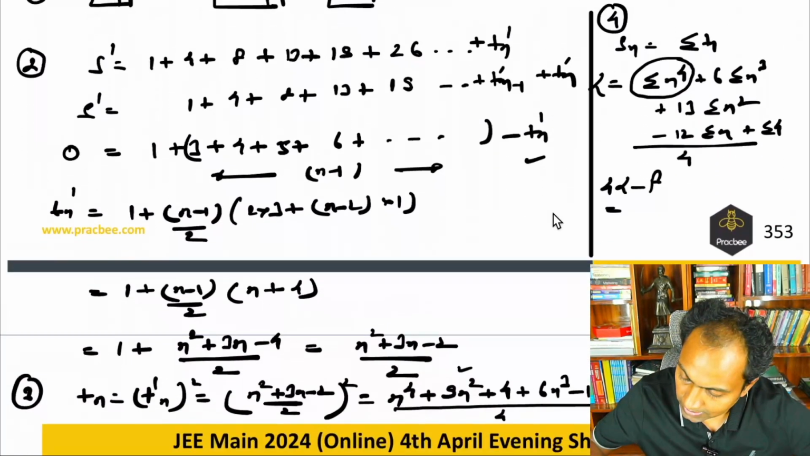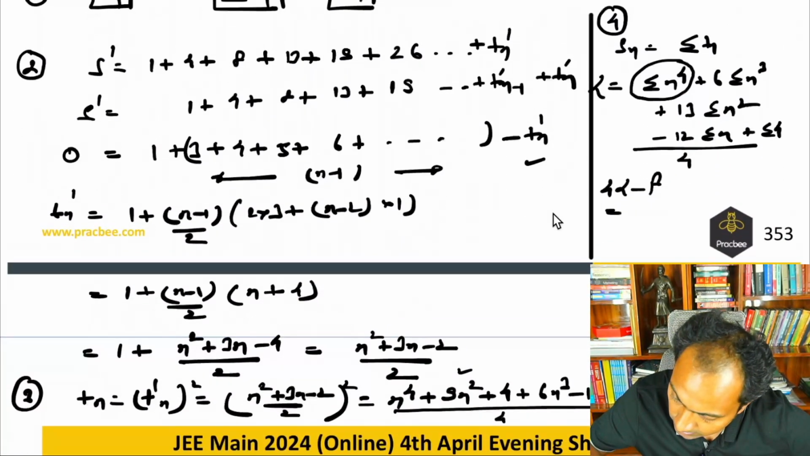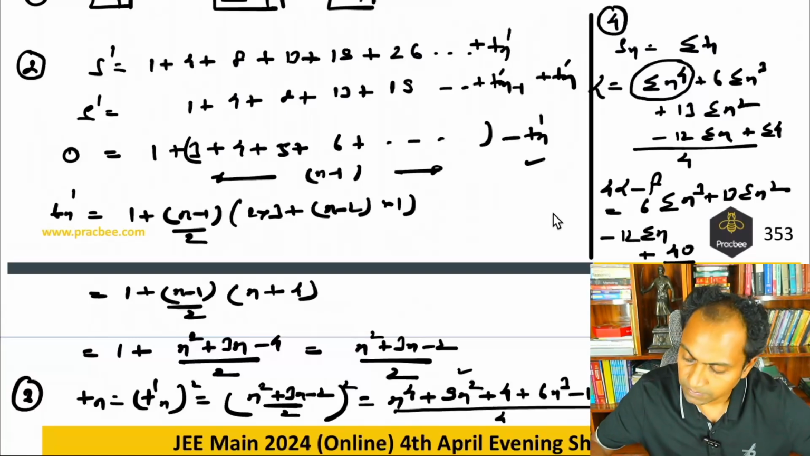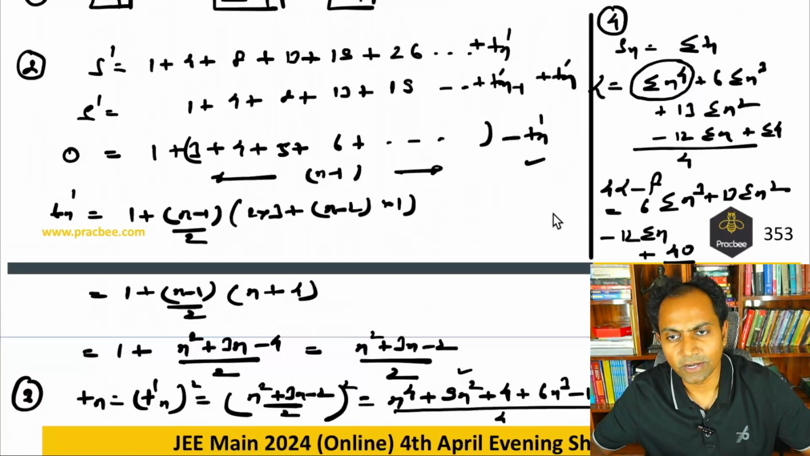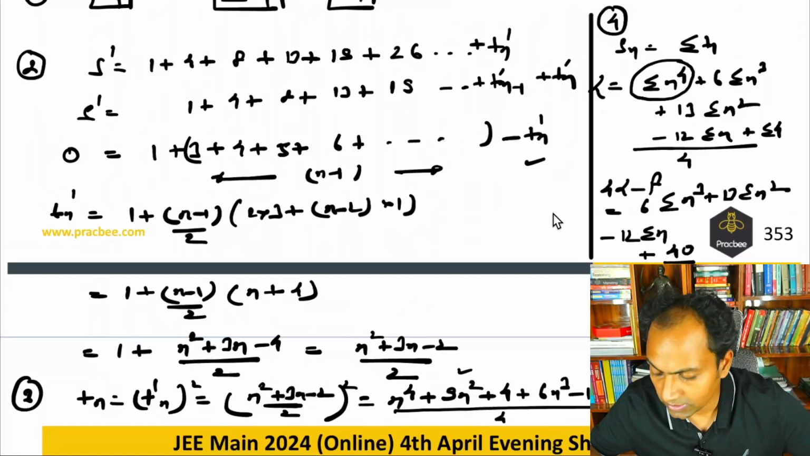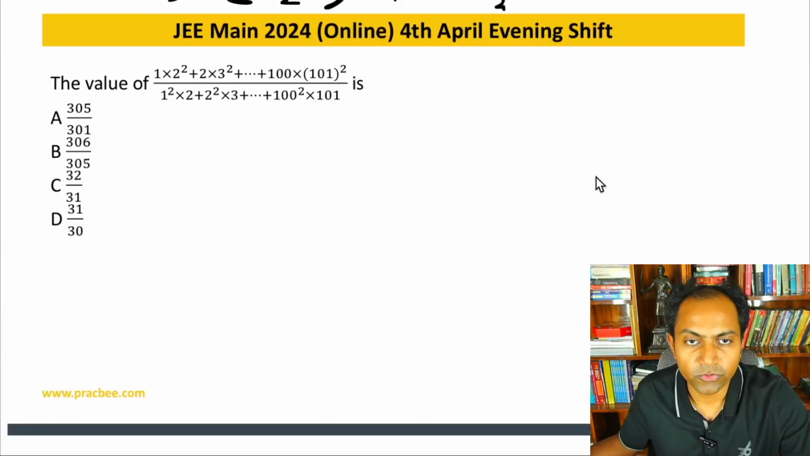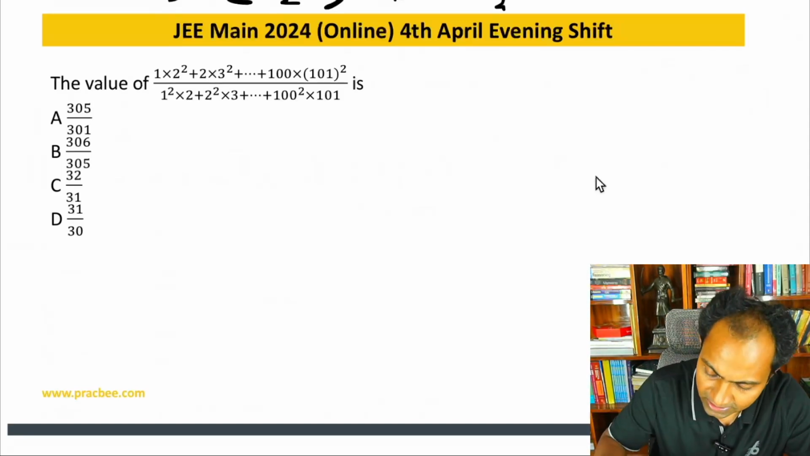Now you can see that this is equal to 6 times summation of n cube plus 13 times summation of n square minus 12 times summation of n. And 4, if I sum it to 10 terms, it becomes 40. Now, all I need to do is apply the standard formulas of summation of n cube and summation of n square and get the final answer. Now in this next 2024 question, we are going to follow exactly the same approach.